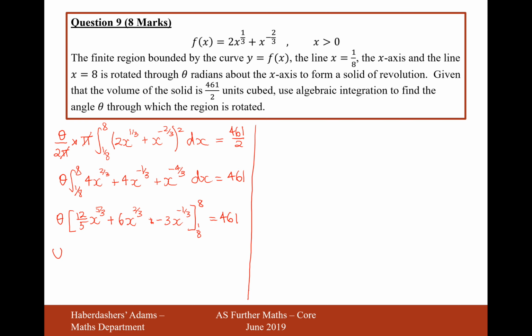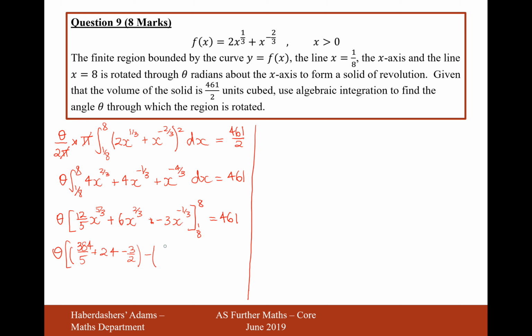Okay, let's now substitute in those boundaries on the upper bound and the lower bound. So 12 over 5 times 8 to the power of 5/3. Let's do that nice and slowly. Type it into the calculator and you get 384 over 5. Then 8 goes into the next substitution area, so that would be 24. And then 8 goes into the last one at the back there, and that would be minus 3 over 2.